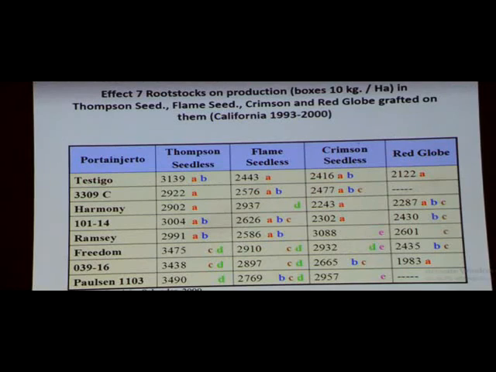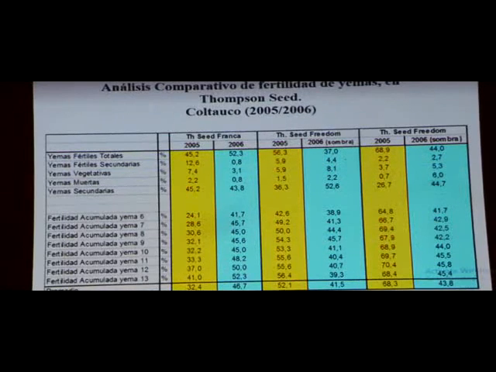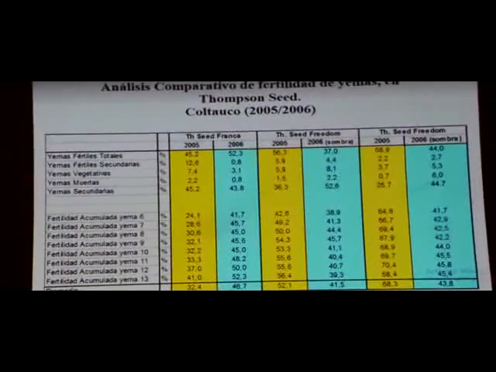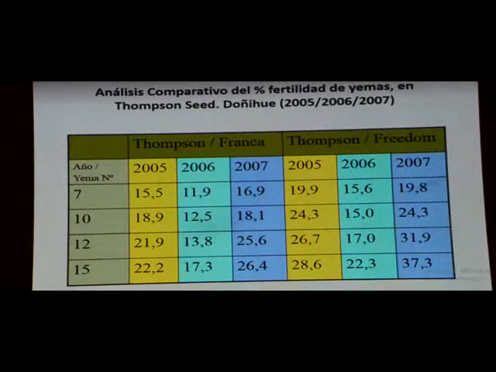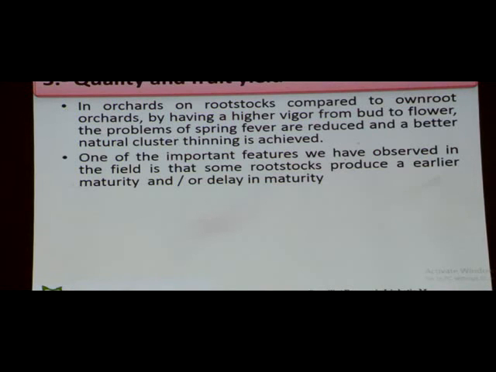Some difference of production, fertility, own roots, freedom. Another case of freedom, fertility is bigger in freedom in 2005, but when we have shadow because of excessive vigor, we have less fertility in freedom than in own roots. الجدول بيوضح تأثير الأصول على خصوبة الأصناف اللي مزروعة عليه. The same, more of the same.